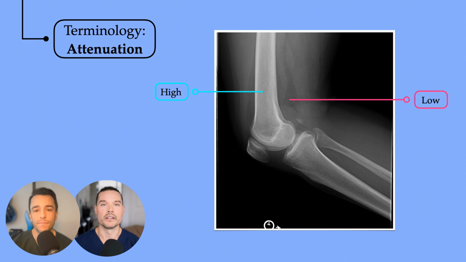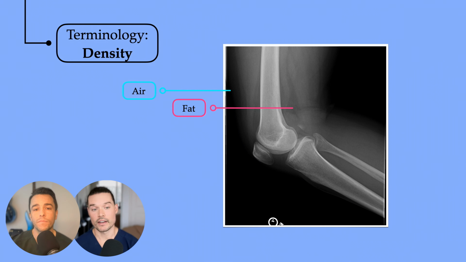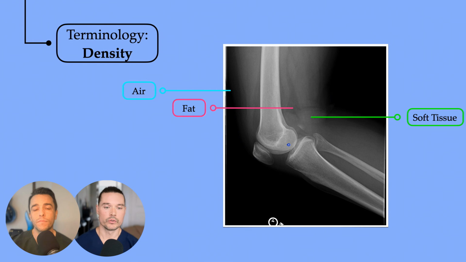So next, we're going to talk about density, which is similar to attenuation. There are 4 densities to an X-ray or a CT scan, essentially. There's air, there is fat, soft tissue, and bone. And those get more dense as you go down that list. So air is the least dense of those 4, and then bone is the most dense or the highest attenuated. So with density, you can describe something as hyperdense or hypodense. And that's the same thing with attenuation, hyperattenuated or hypoattenuation.